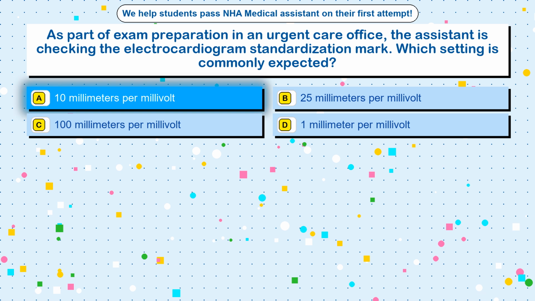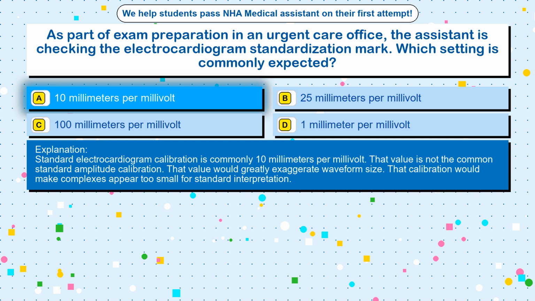The correct answer is option A, 10 mm per millivolt. Standard electrocardiogram calibration is commonly 10 mm per millivolt. That value is not the common standard amplitude calibration. That value would greatly exaggerate waveform size. That calibration would make complexes appear too small for standard interpretation.